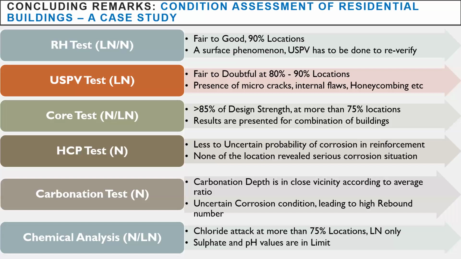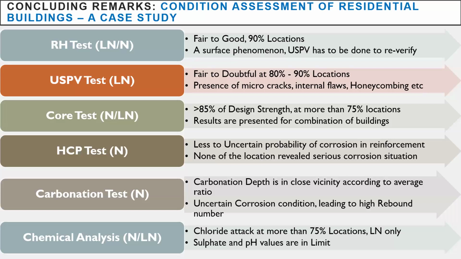And concluding remarks on condition assessment of residential buildings, a case study. So we have found out based on rebound hammer test, it follows both log normal and normal distribution, and fair to good concrete layer is observed at 90% of the locations, and USPV is a point of concern.